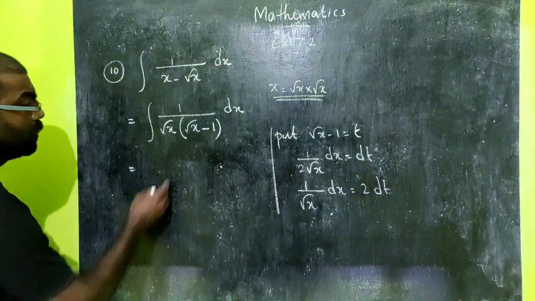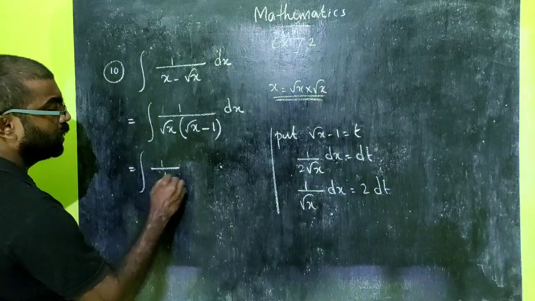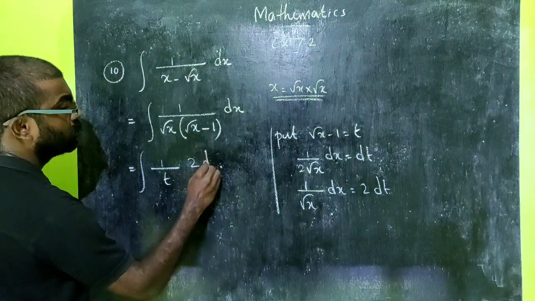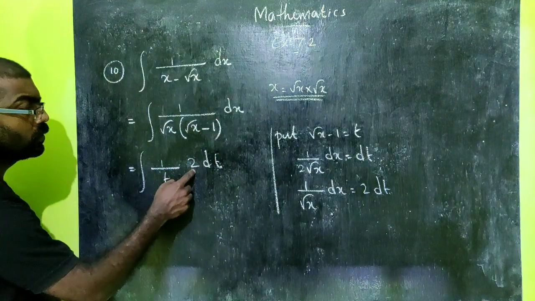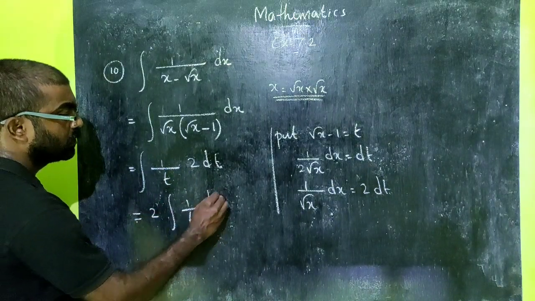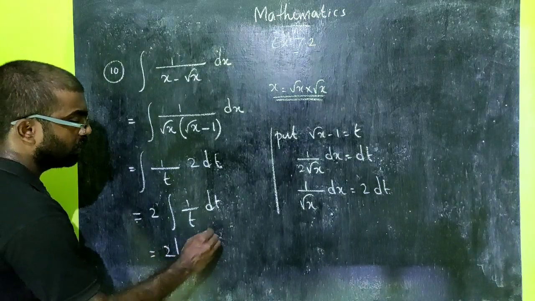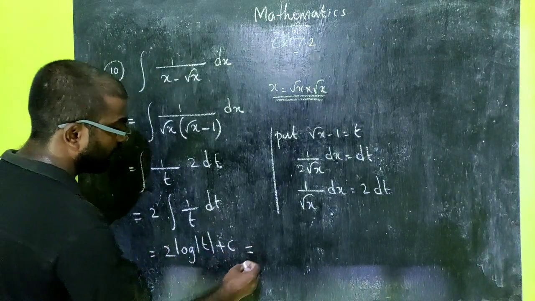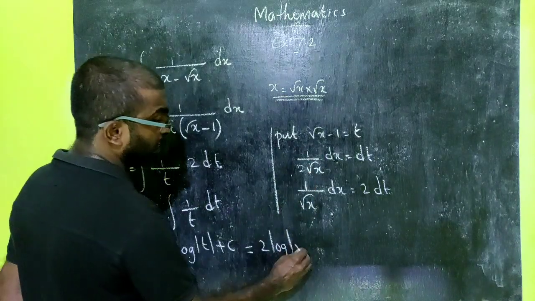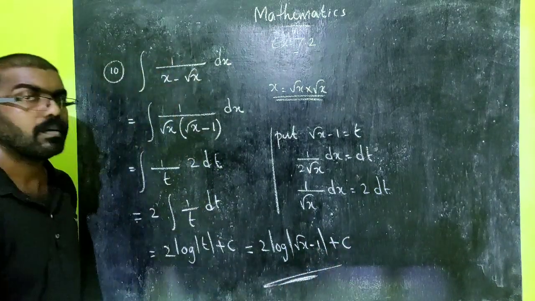We can replace the values. 1 by root x minus 1 is t, and 1 by root x dx is 2 dt. This 2 we can take out. So 2 into integral 1 by t dt, that is 2 into log mod t plus c, which is equal to 2 into log mod root x minus 1 plus c.